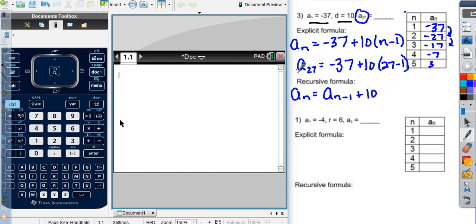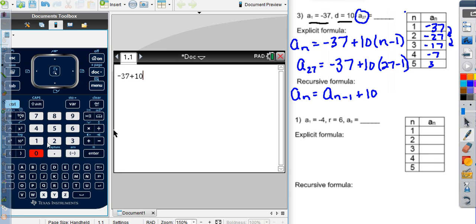We're just going to basic calculator. And then I don't plug in this A sub 27 equals. Okay, that's just the name of this particular term that we're trying to find. So we'll plug in negative 37 plus 10, parentheses, 27 minus 1. Close your parentheses, hit enter, and we got 223.